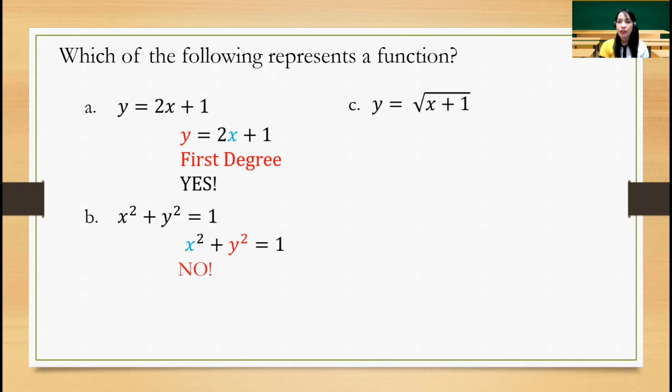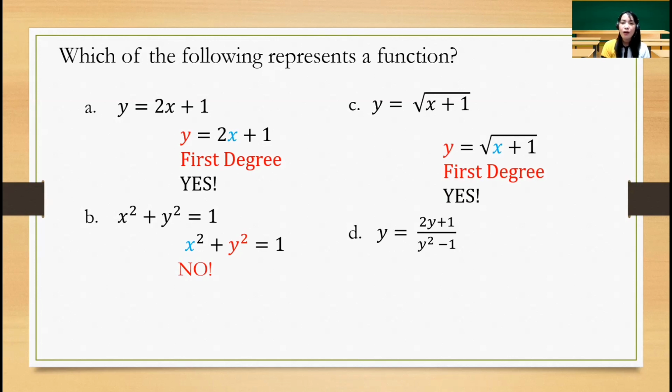What about the third one? y = √(x + 1). Meron bang dalawang variable? Meron. We have y and x. Yung degree ba ng y ay 1? Yes. Exponent ng y ay 1. Therefore, the third given is a function.